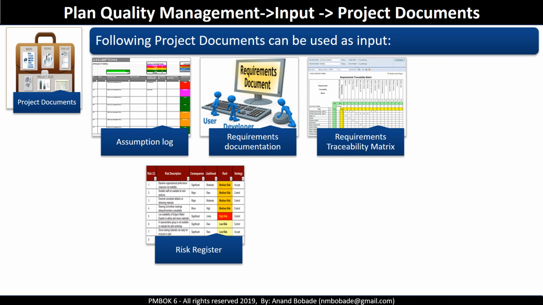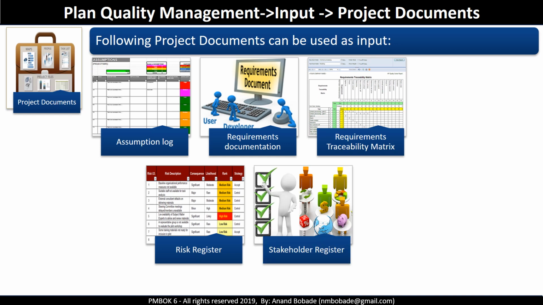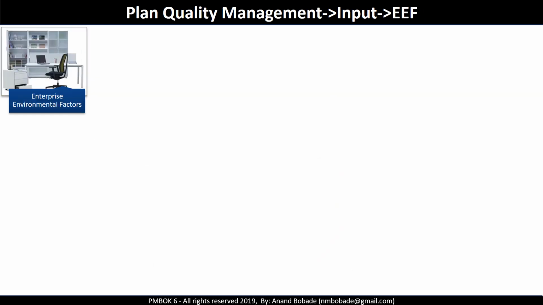Risk register. It may contain information on the threats and opportunities that may impact quality requirements. Stakeholder register helps identify stakeholders who have particular interest or impact on the quality requirements.